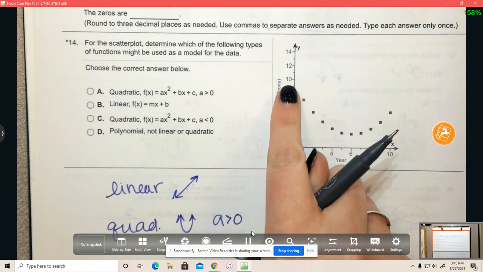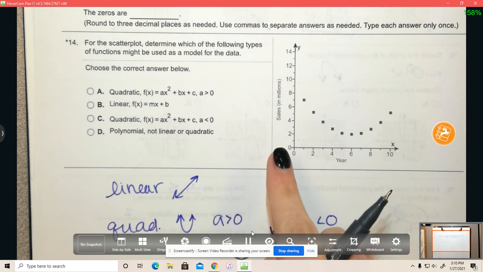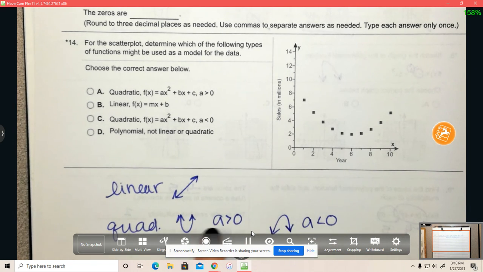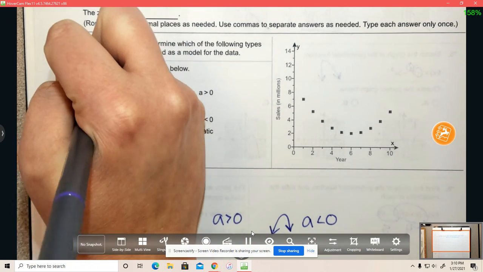Okay. So if you look at this shape, is it a line or a U shape? Okay. It's a U shape. Does it go up or down? It goes up. So A is greater than 0. So your option is A there.